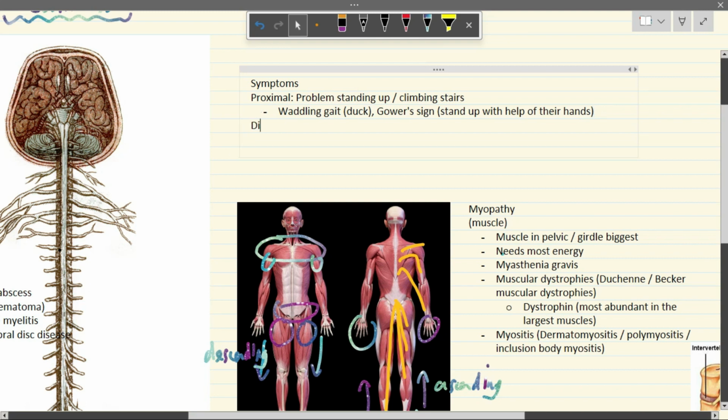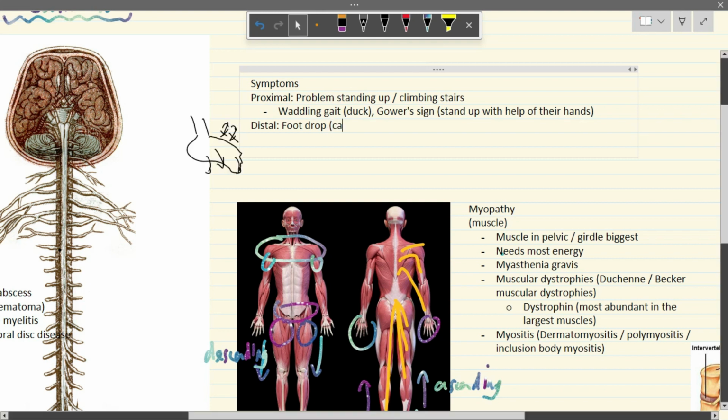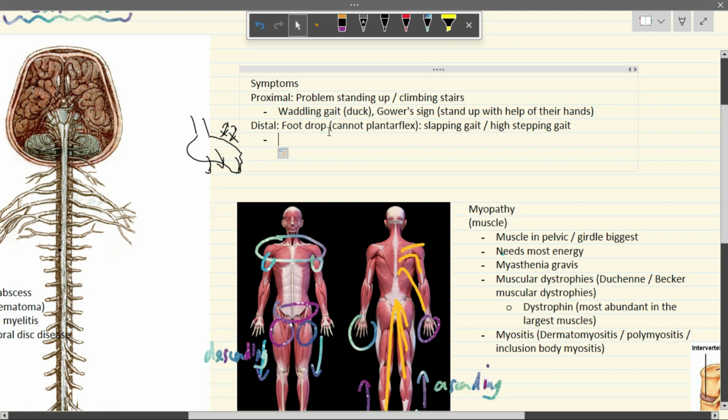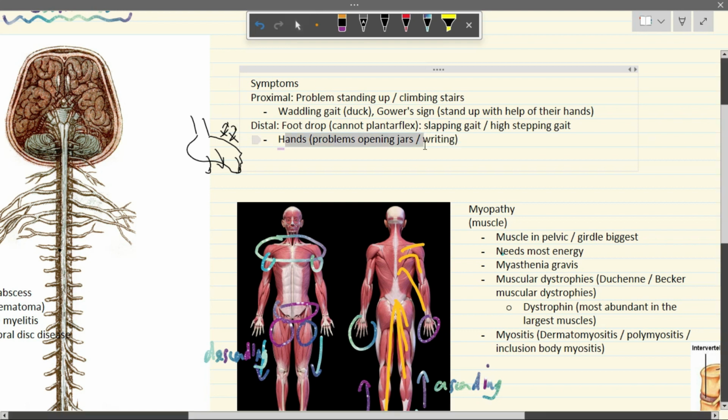And for distal weakness, you're going to have a problem known as foot drop. They cannot plantar flex. So when you're walking, it creates a gait known as slapping gait or high stepping gait. And if the weakness affects your arms or your hands, then you can have problems opening jars or writing, anything that involves the use of your hand muscles.